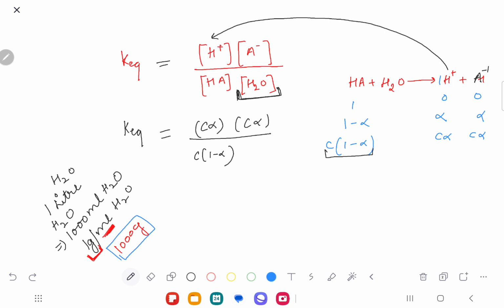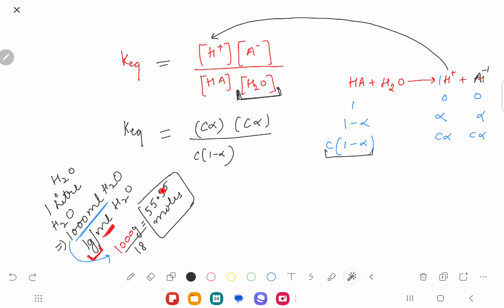Are you understanding? So that means 1000 ml water was weighing 1000 grams. And when it was weighing 1000 grams, what do you think it exactly means? Tell me. It means 1000 divided by 18 would give me the moles that would turn out to be 55.55 moles. Are you understanding my point?